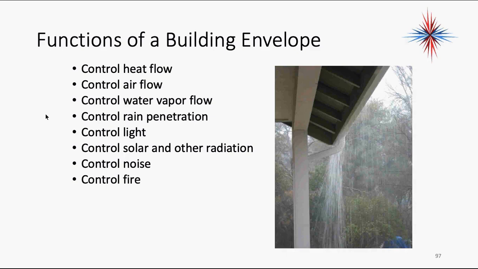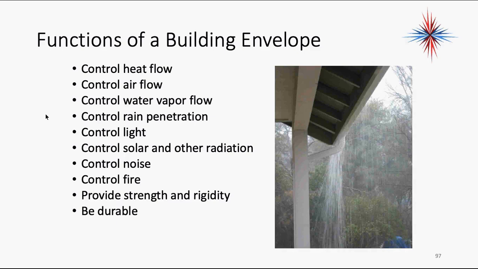And of course, we want to control fire. Okay, we don't want to have fire. So this is part of what our building envelope does. It helps control fire, especially in commercial buildings. Then a building envelope, the outside walls provide strength and rigidity. Okay, in other words, we don't want the wind blowing over a building. This is especially important if you're in a hurricane zone or in an area that has high wind.